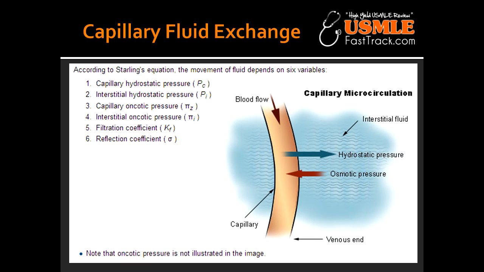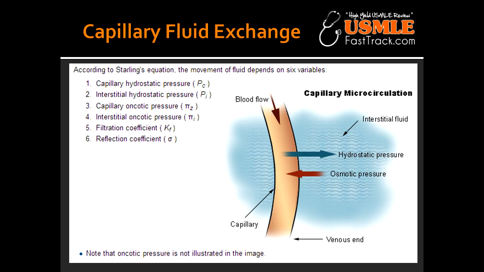What is the equation of net filtration pressure? The equation for net filtration pressure is P net equals: you first take the capillary pressure and subtract the interstitial fluid pressure. Secondly, you take the plasma colloid osmotic pressure and subtract the interstitial fluid colloid osmotic pressure. Whatever answer you get for the first part, you subtract the second part, and that will give you the P net.